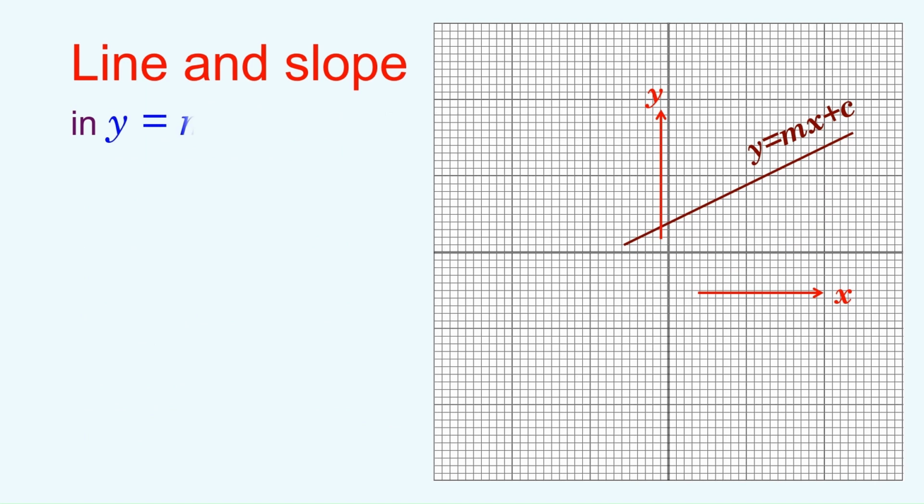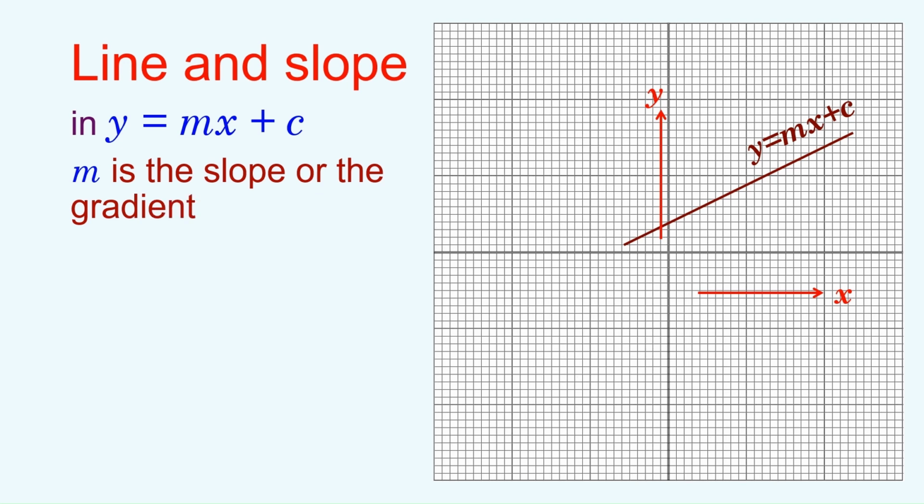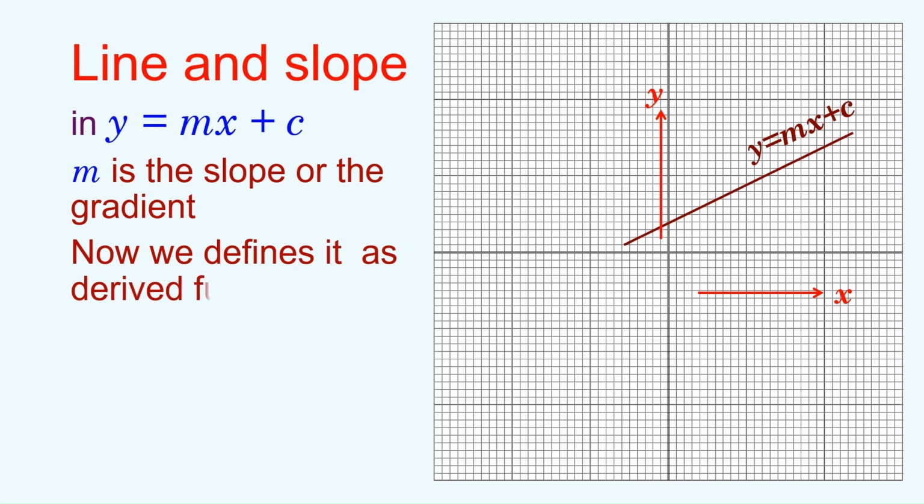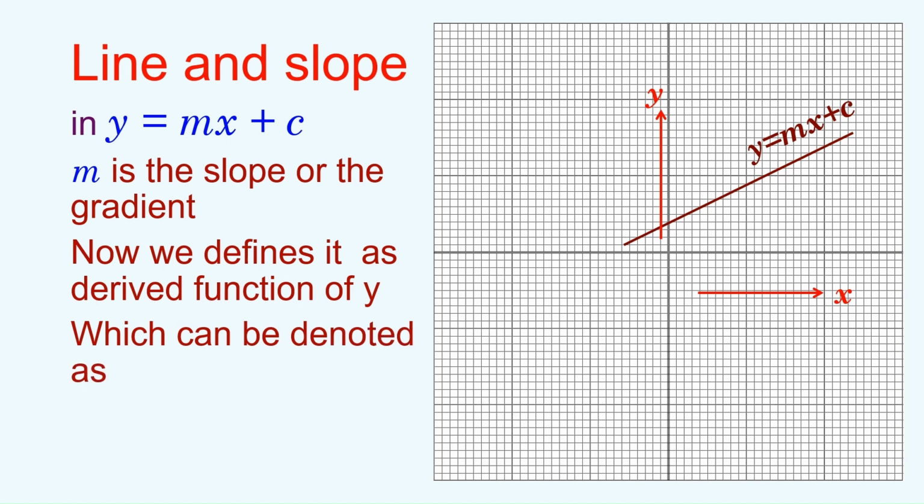The equation of a line in slope-intercept form is y equals mx plus c. Note here, m is the slope or the gradient. Now we define it as the derived function of y, which can be denoted and pronounced as dy dx equals m.